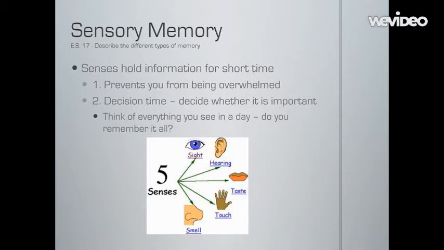Also, to decide whether or not it's important. If you sit in a classroom, you don't remember every single thing that you see because your brain has kind of filtered, your sensory memory has filtered what is important and what is not. So things that I might write on the board would probably be deemed important versus the names of the books that I have on my bookshelf.